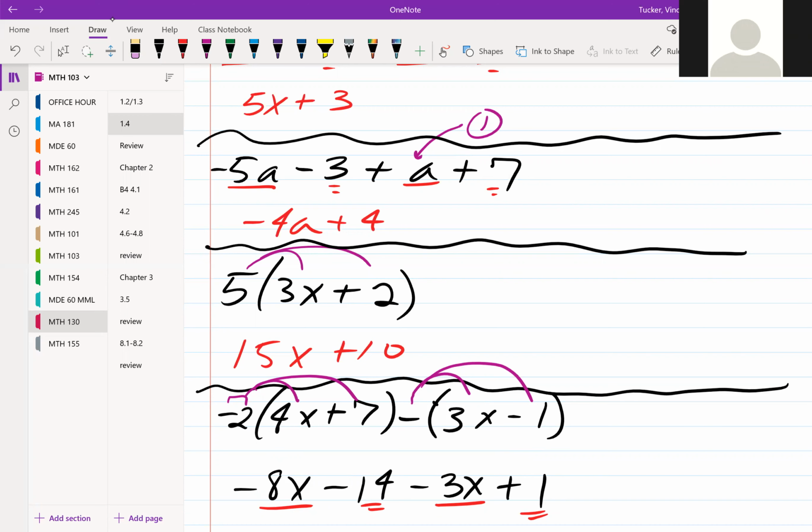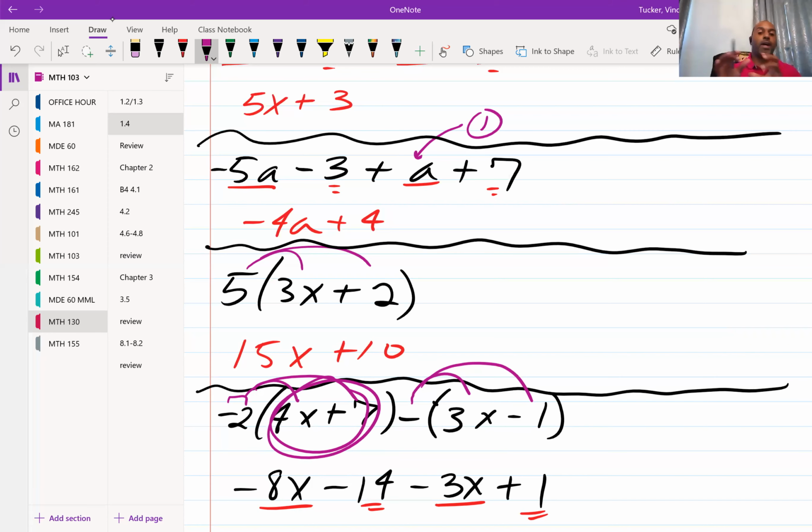So why wouldn't you combine your like terms before you did your distribution? Well, because the parentheses are there. You don't have access to what's in the parentheses until you distribute. Yeah, so that's the way you want to kind of look at it. Right now, the parentheses are there, and that -2 prevents you from doing anything with anything inside of that parentheses.